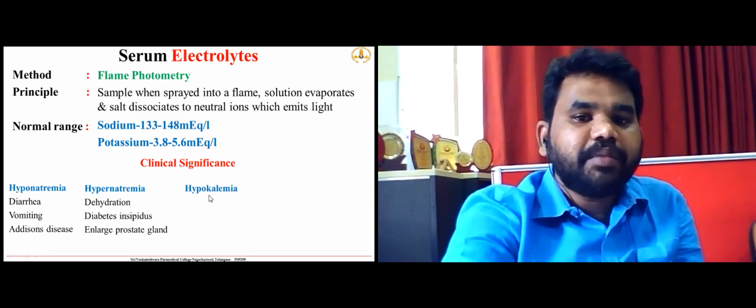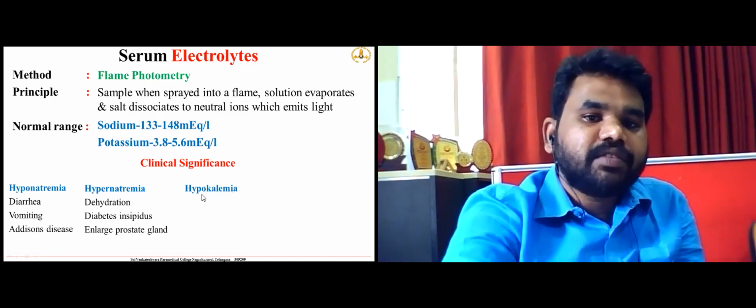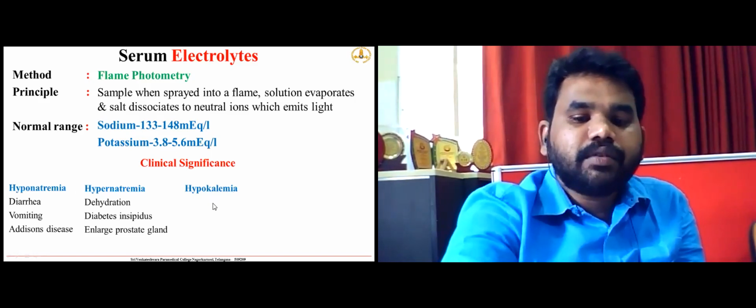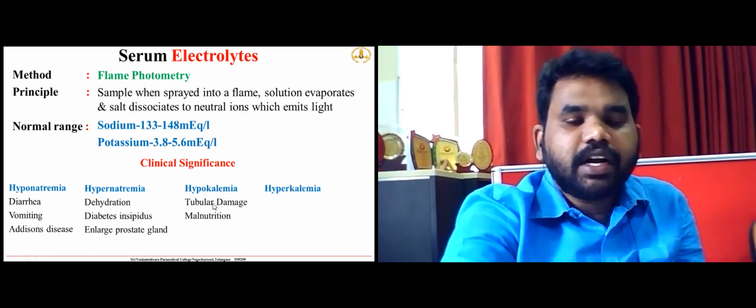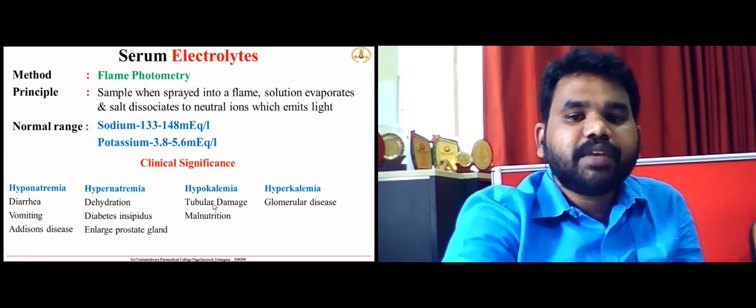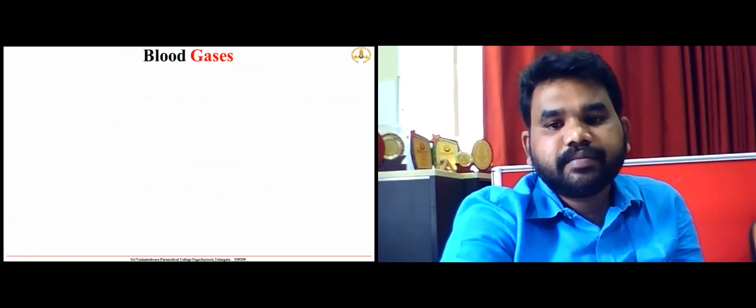And hypokalemia. Hypo means low, K means potassium, and emia means blood. So here we are talking about potassium. Low potassium values, that means less than 3.8, are seen in tubular damage and malnutrition, and high potassium values are seen in glomerular disease, anuria, and oliguria.